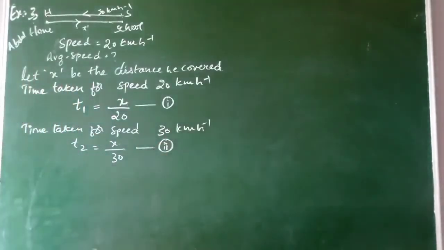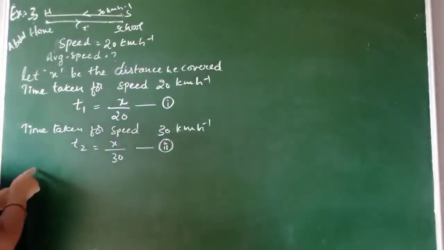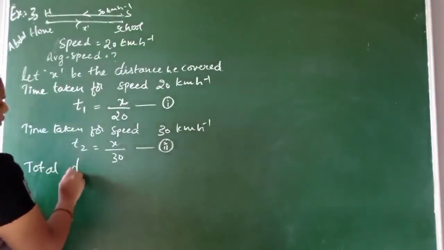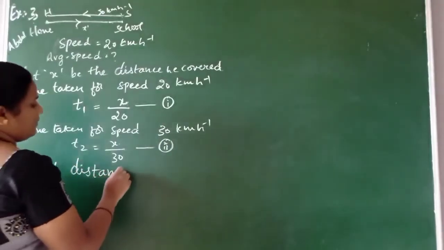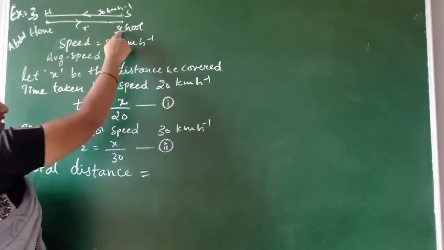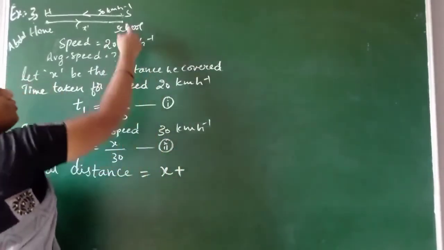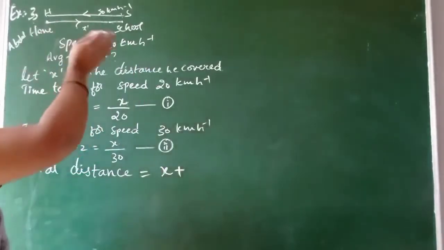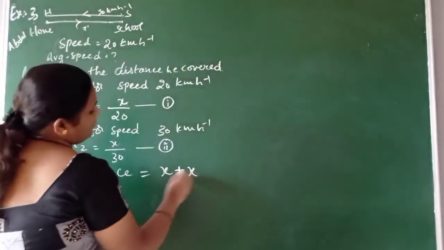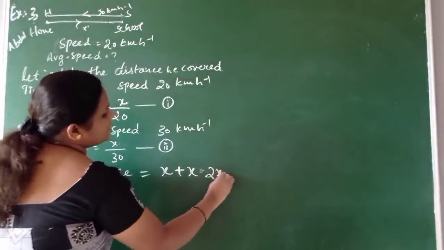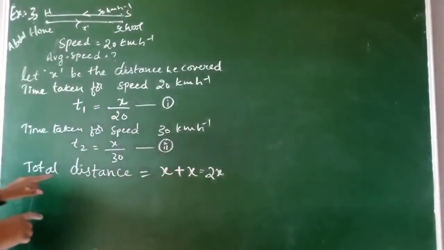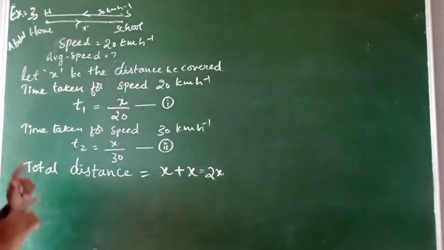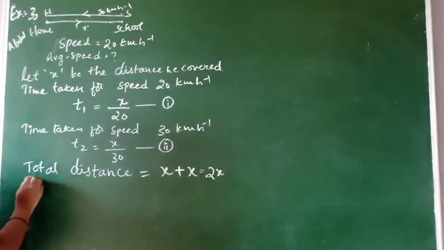So in order to calculate average speed, first we should know total distance divided by total time taken. So here the total distance is what? He will cover x distance, then moves back to the same place. That is, he'll make another trip from school to home. So the total distance is 2x. This x is the same length, no? x plus x gives us 2x.